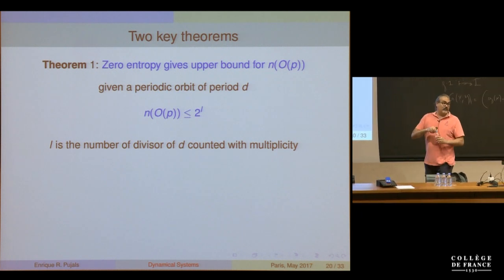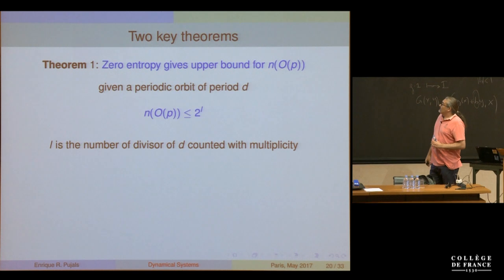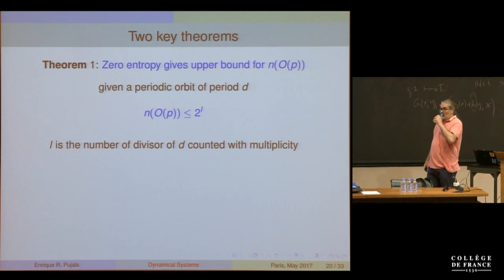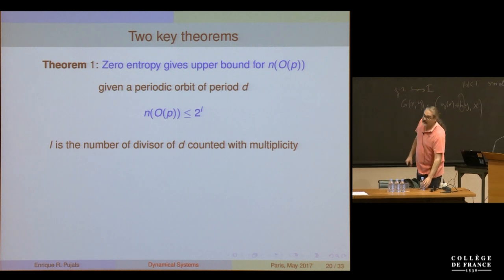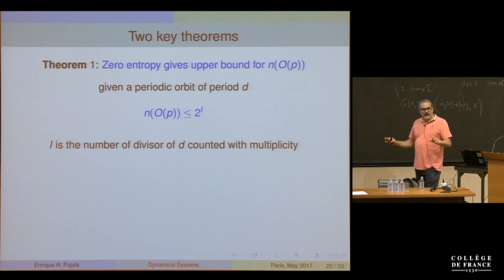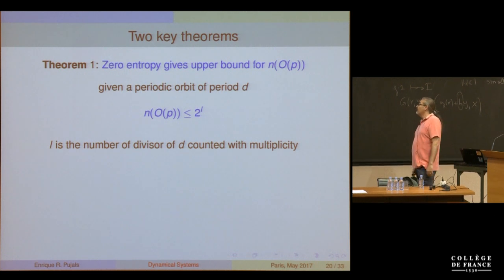So this comes from zero entropy. They have a certain combinatorial structure. For instance, if you have a period 5, NOP is going to be 2. The divisors are 1 and 5. Any prime number has this property. So zero entropy gives an upper bound. From now on, I repeat, everything is strongly dissipative on the disk, okay? So it's under this hypothesis.